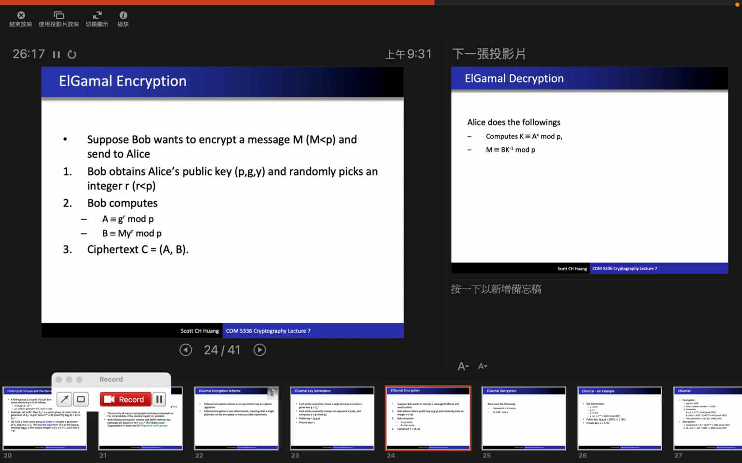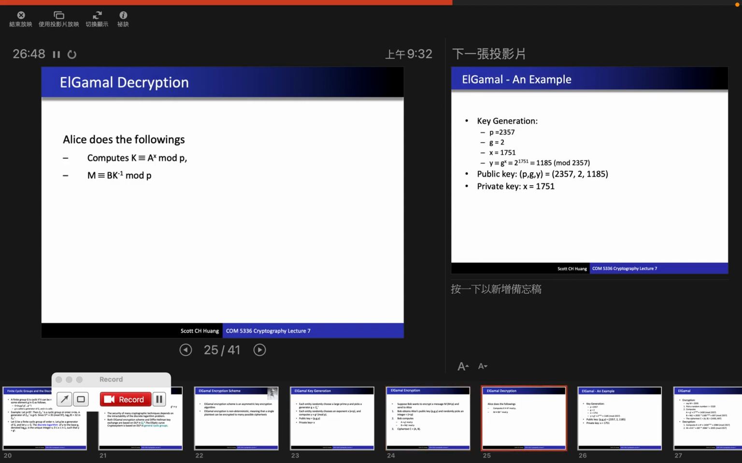So how to decrypt? To decrypt this, Alice has to recover y to the r, or g to the power of xr. First Alice can recover that, and then Alice just divides out this blinding factor. How to divide that? Finding the multiplicative inverse, right? How to find the multiplicative inverse? Extended Euclidean algorithm. That is why this algorithm is used so extensively throughout this course.